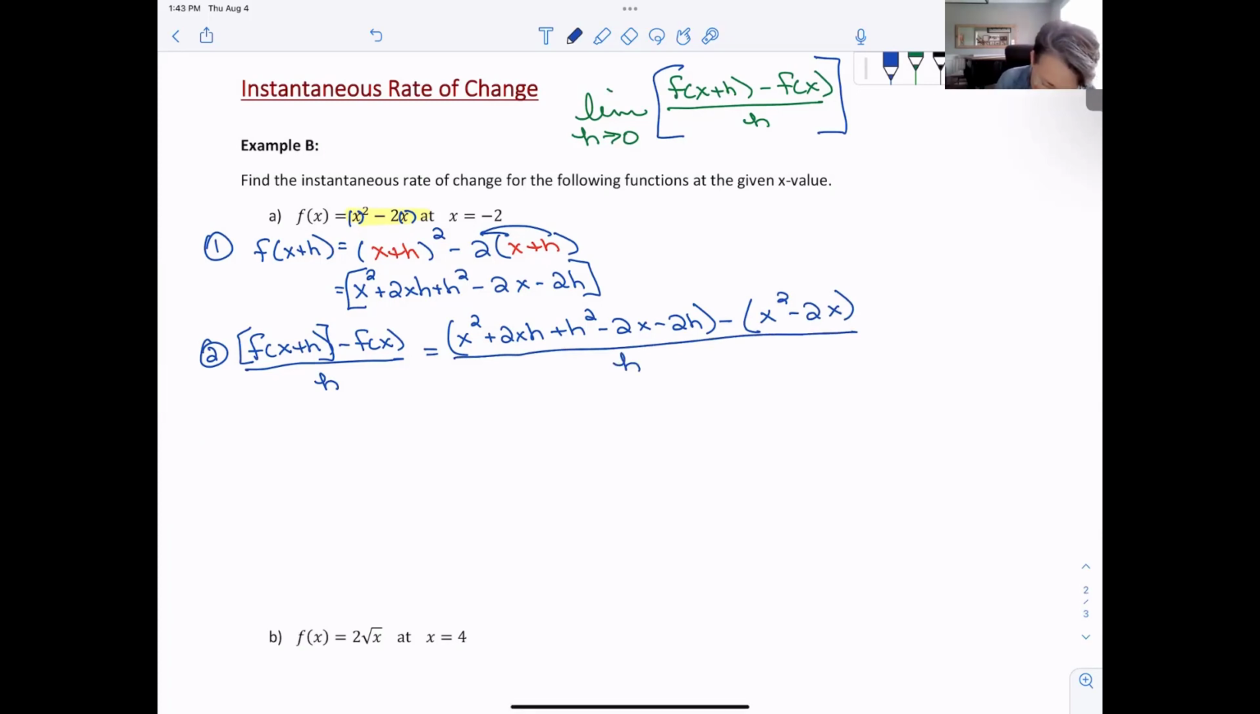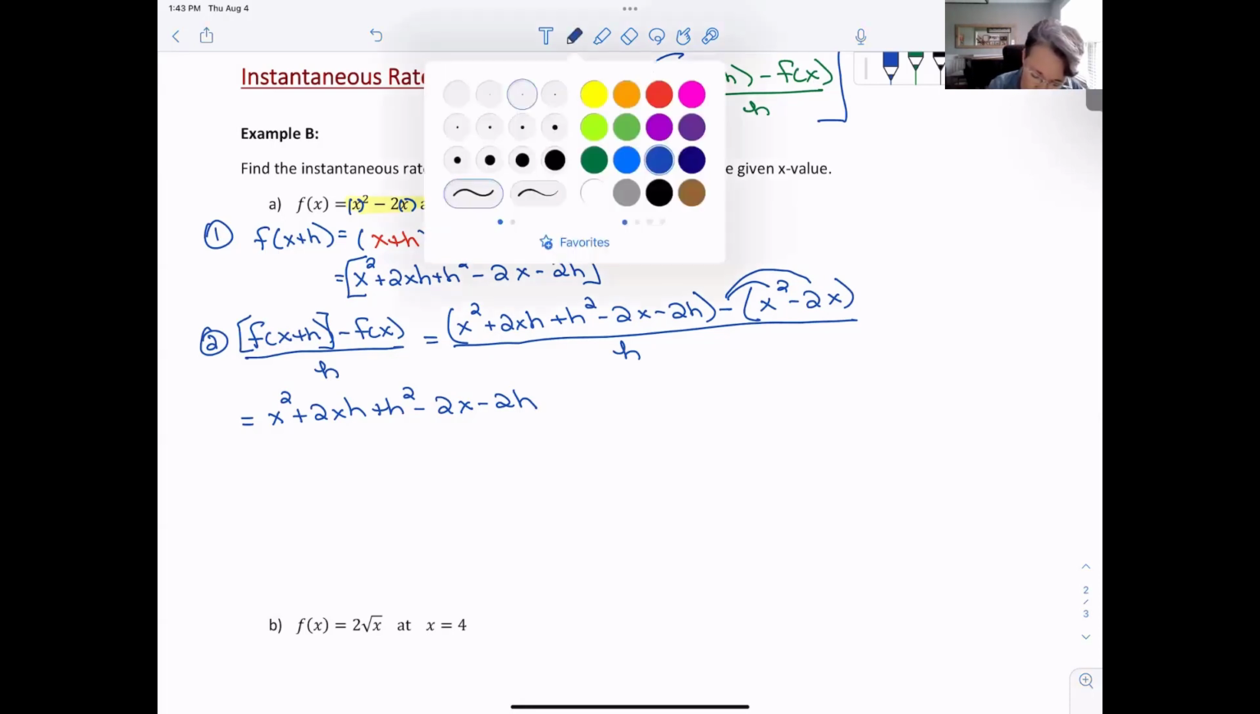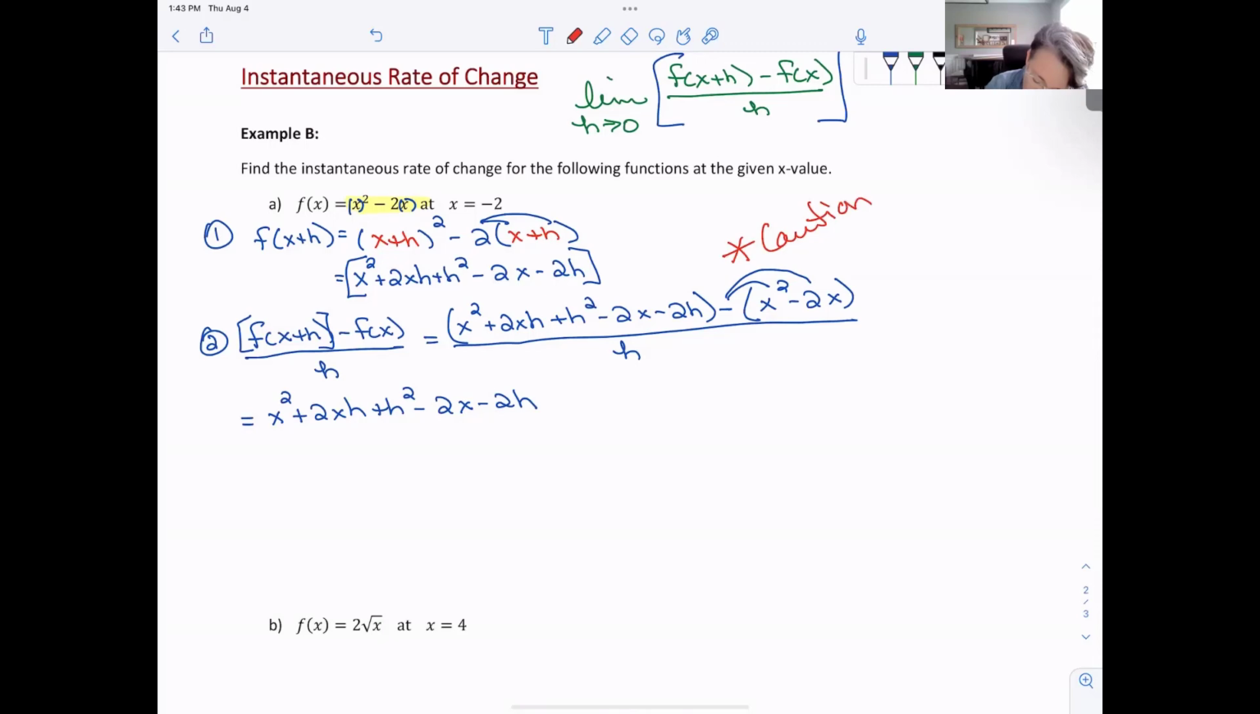And so when we write that together, we have an x squared plus a 2xh plus an h squared minus a 2x minus 2h, so nothing at the beginning changes. But remember, we have to subtract the entire second function there. So we have to distribute that negative. That's where most people make their errors. So you might want to put in a big caution: distribute. So that will give us a minus x squared plus 2x all over h.